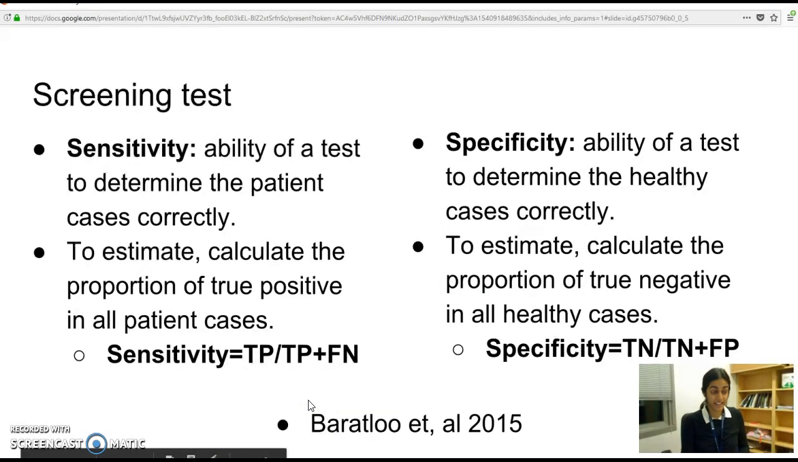For a screening test, there are two basic parameters: sensitivity and specificity. Sensitivity is the ability of a test to determine the patient cases correctly. To estimate it, you would calculate true positive divided by true positive plus false negative. Specificity is the opposite, so it's the ability of a test to determine the healthy cases correctly, which would be true negative over true negative plus false positive.